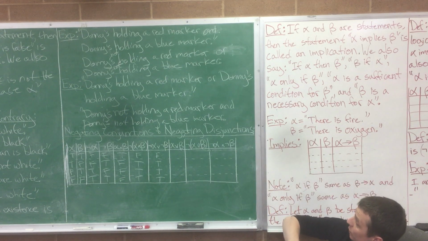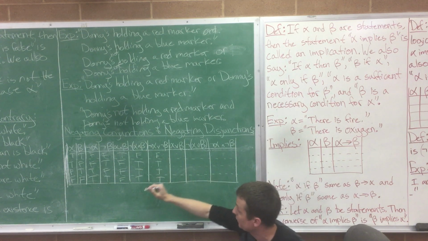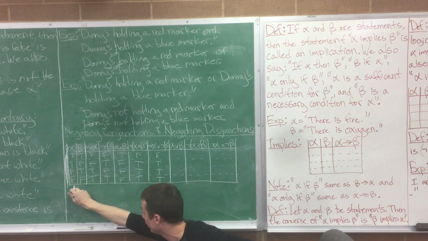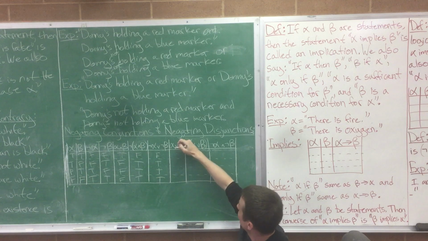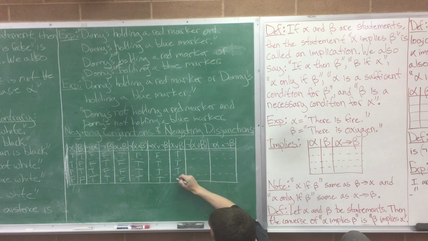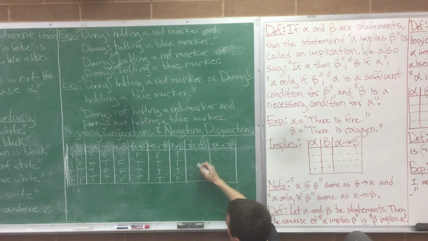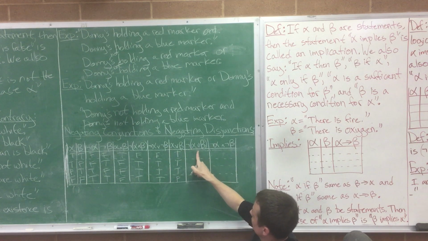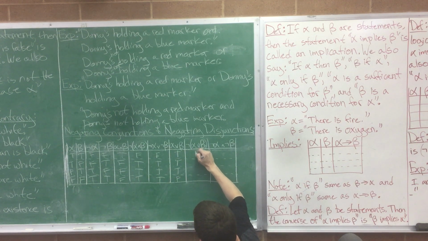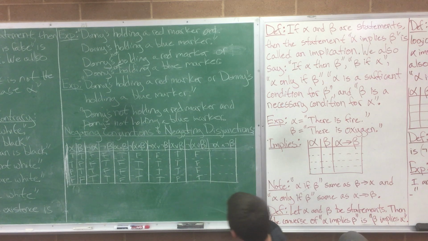Okay, so now let's do it again for our bottom example. So here we're doing alpha or beta. So we're ORing these two columns together. Here we have true, true, true, false. And now we're just going to negate this column. So this is alpha or beta. We're going to write not (alpha or beta), which is the same thing as false, false, false, true.